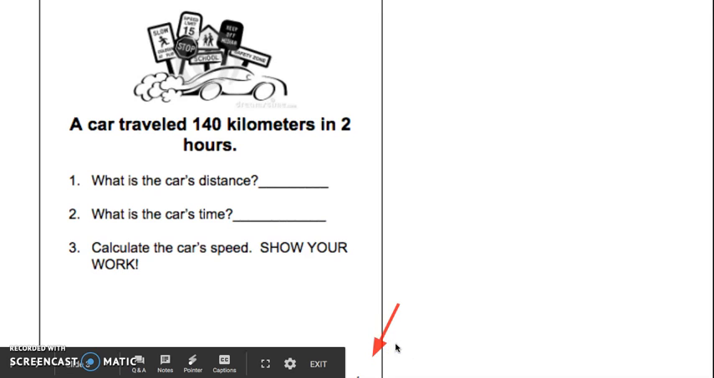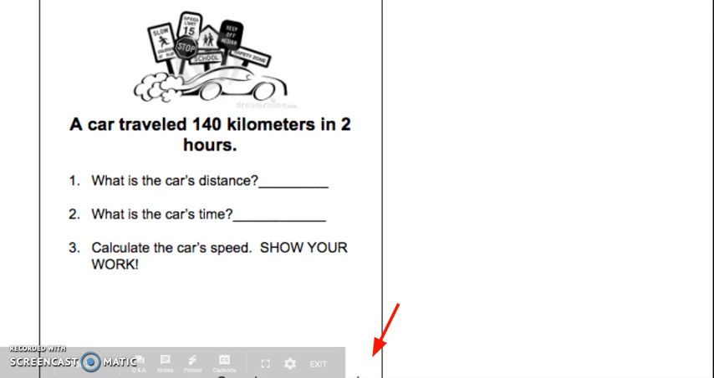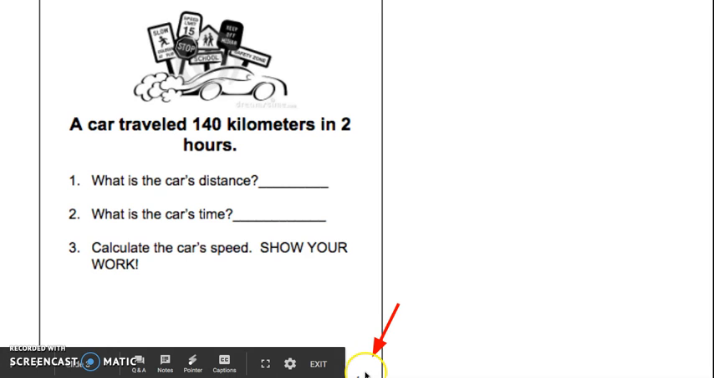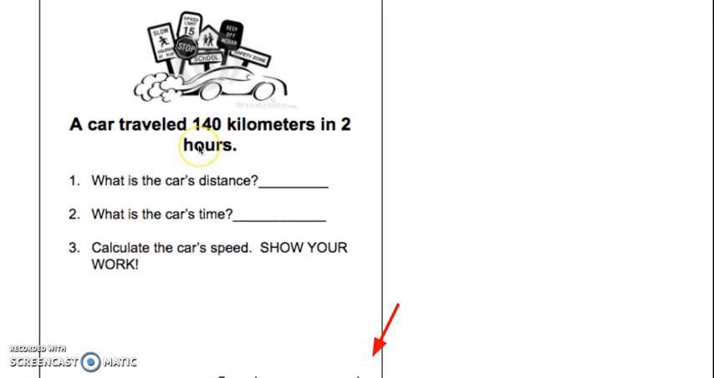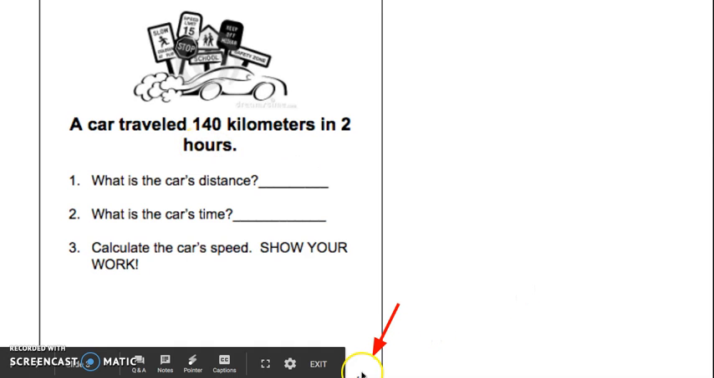You are going to write your answer down here at the bottom. You write your number and your units. What is your units for distance? What is your units for time? Okay. Remember, this slash means per.